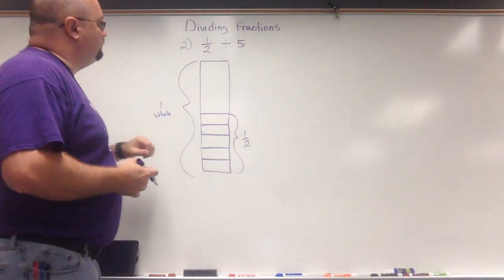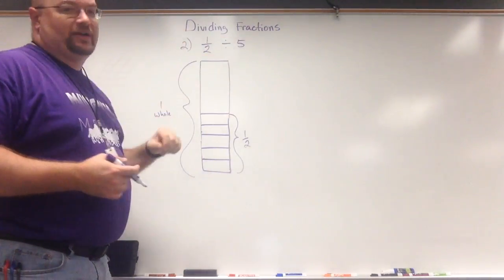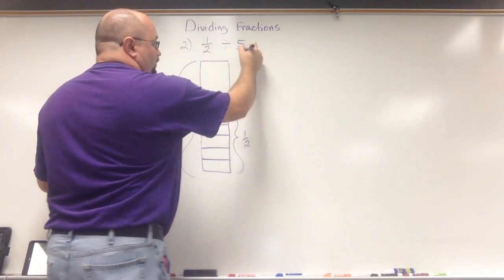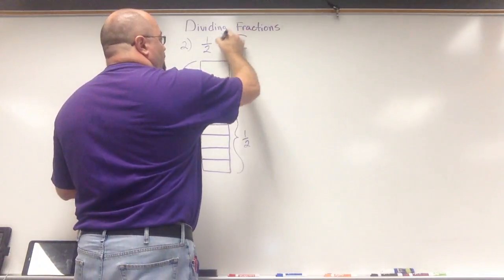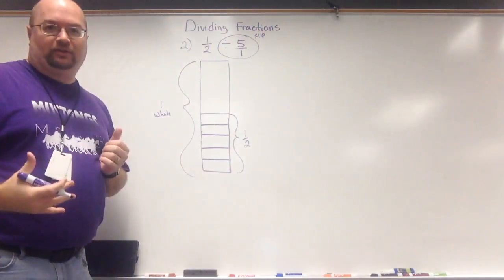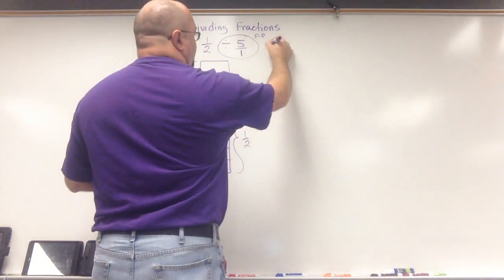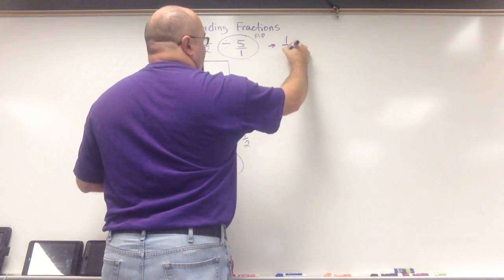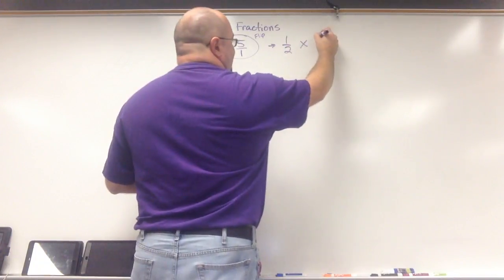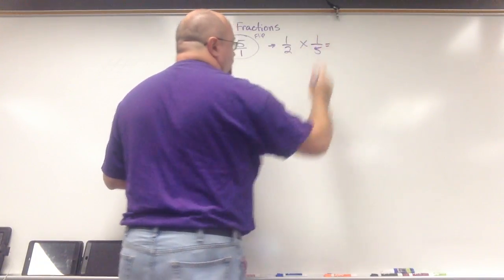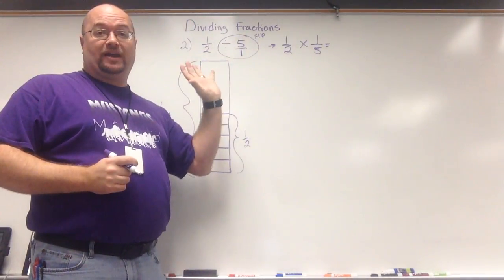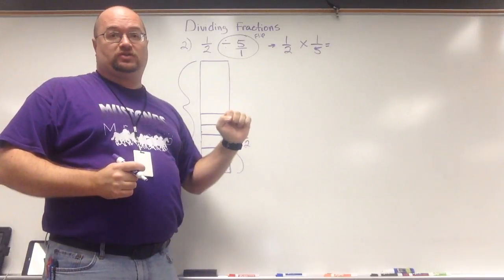Okay? All right, so 1/2 divided by 5. Now, just like last time, remember this is 5/1. Because it's what I'm dividing by, I'm going to flip it. All right, so I'm going to end up with 1/2. Remember, since I flipped it, I'm now going to multiply 1/2 times 1/5. All right, again, we're flipping whatever we're dividing by, and then we're changing it to multiplication.